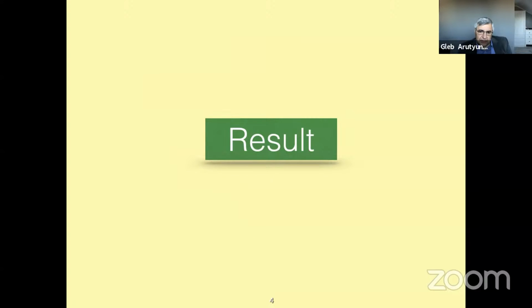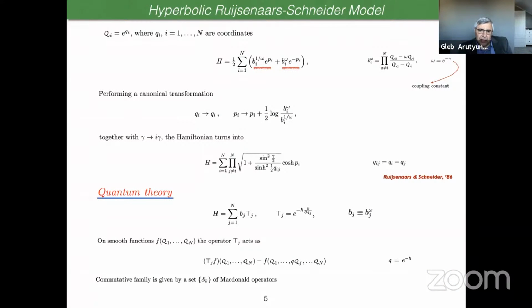So first, the result. In order to formulate it, I need a very brief reminder on the hyperbolic Ruijsenaars-Schneider models. This is a model of n particles moving in one dimension with coordinates q_i, little. In this theory it is advantageous to use exponentiated coordinates, Q_i capital. The Hamiltonian is given by a sum of two terms involving exponentials of the canonical momenta, and these functions are explicitly constructed out of the coordinates, and they involve the coupling constant of the model. This gamma is a coupling constant.